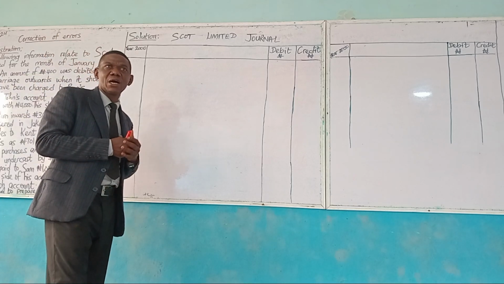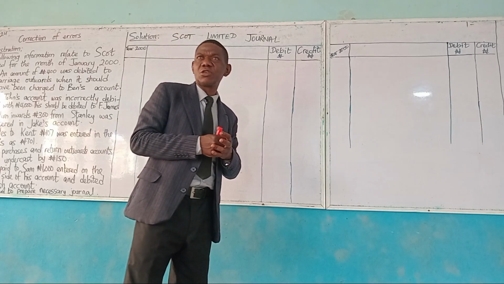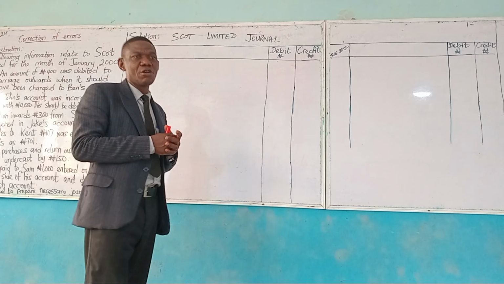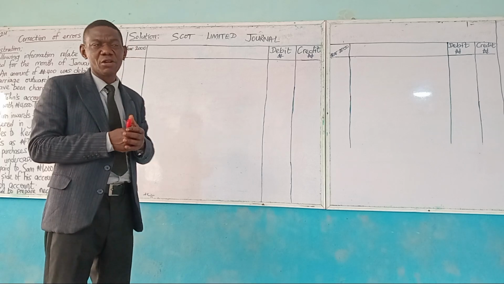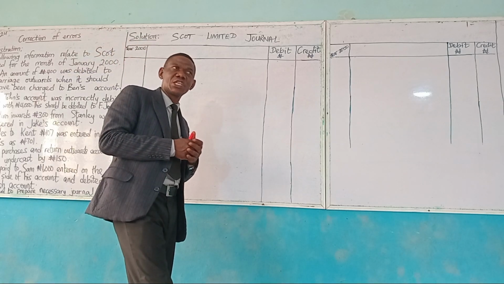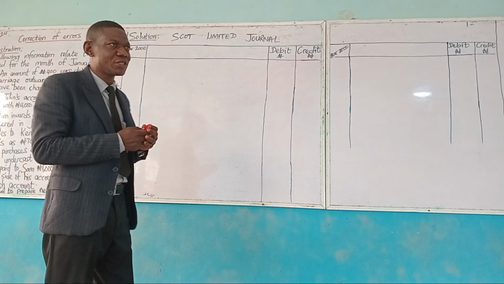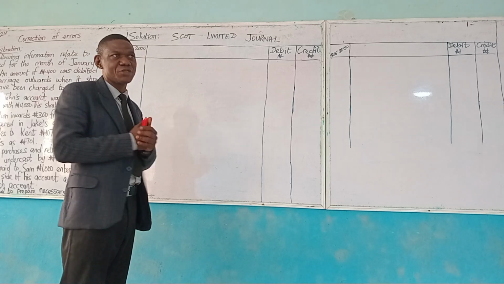Some of them are errors of commission, compensating errors, errors of principle, errors of original entry, complete reversal of entry, and transposition error. Those are the errors that will not affect the agreement of the trial balance.